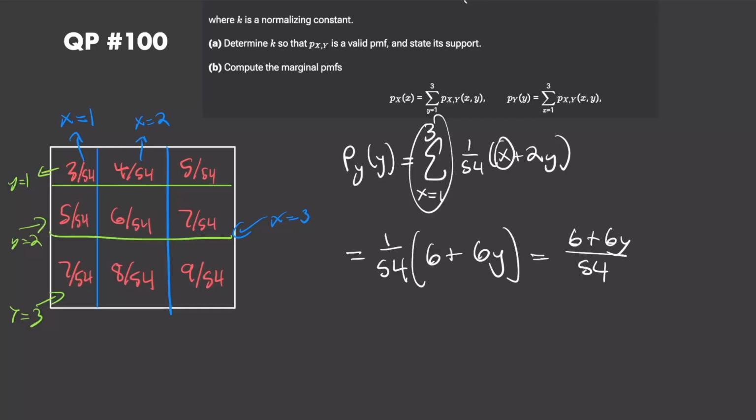Now let's see if that checks out. If we plug in y equals 1, well, then what do we get? We get 6 plus 6 here. We get 12 out of 54. So if we have y equal 1 here, we have 3 plus 4 plus 5.